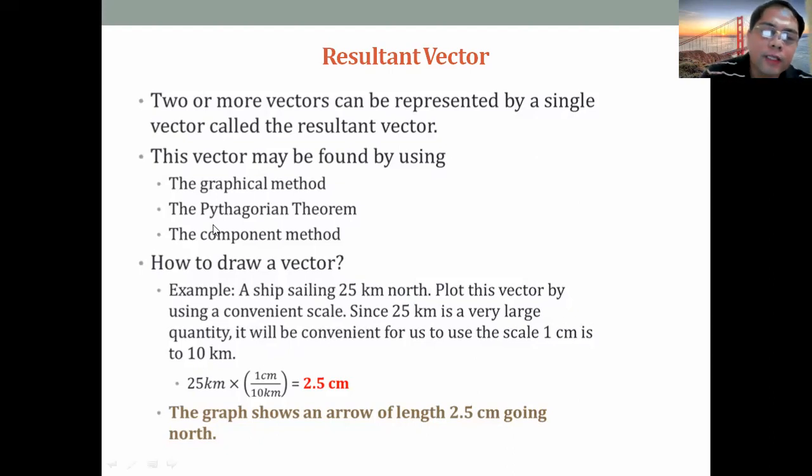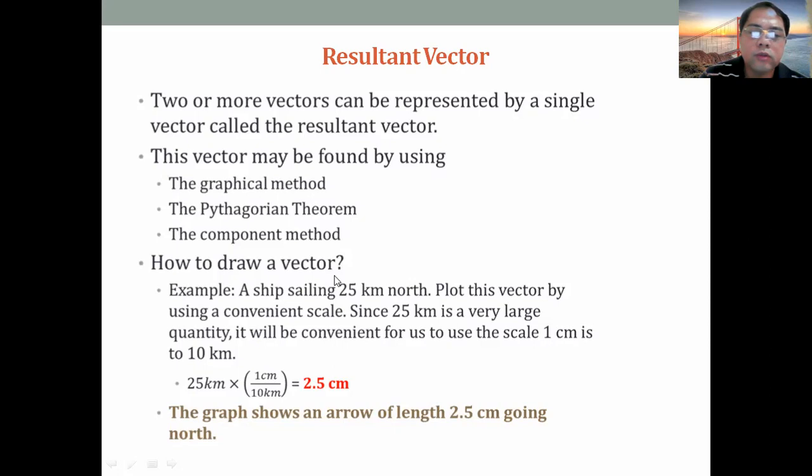Now, an extension of our mathematical method is known as the component method. But we will have to understand first that vectors have what we call components. And maybe along the way we will mention what we mean by the component method.